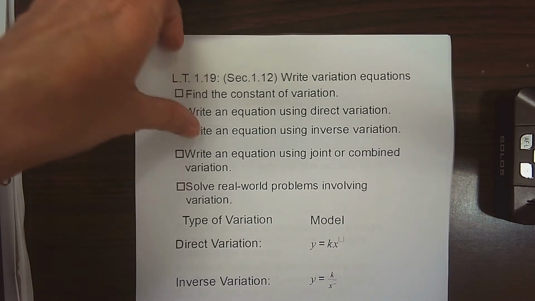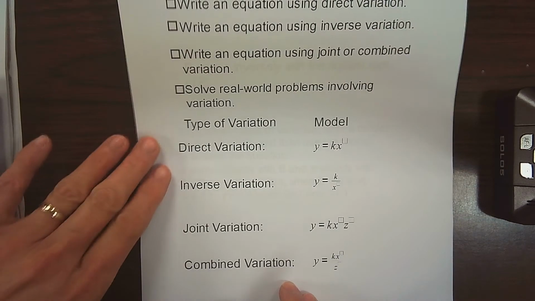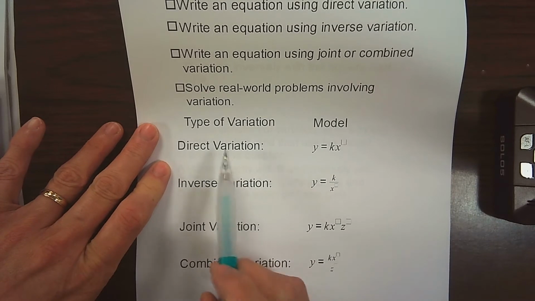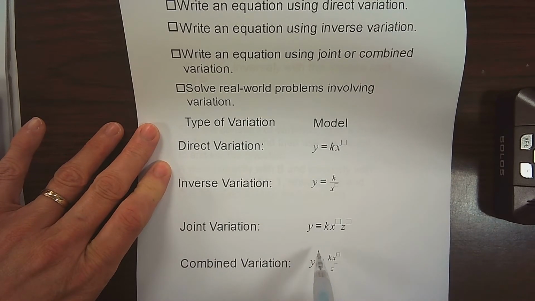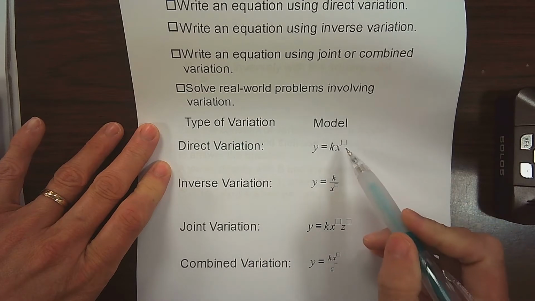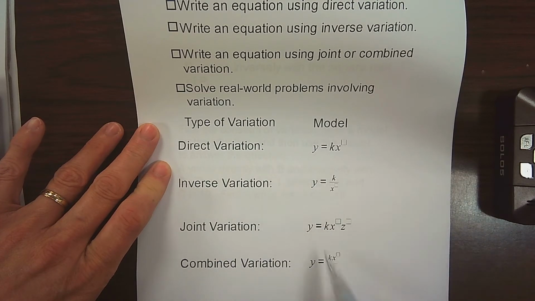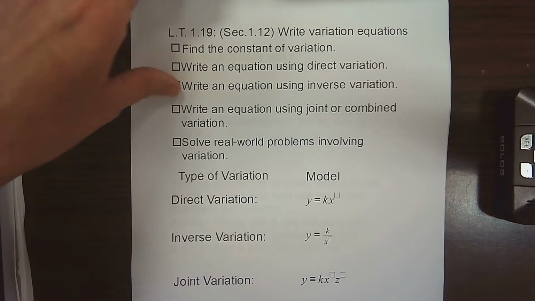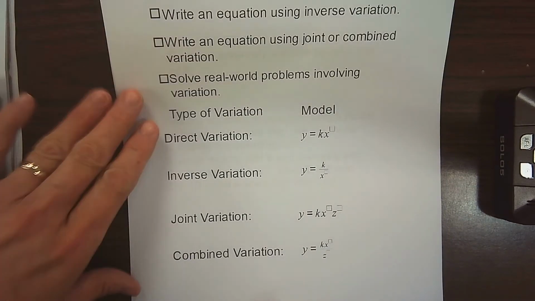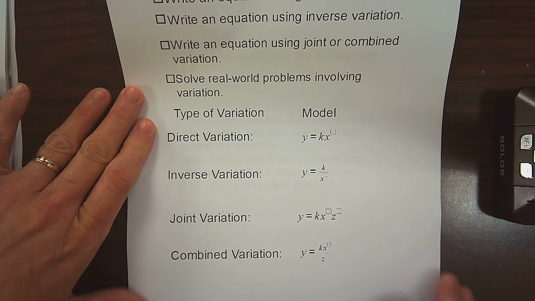Okay, down below here, in the second portion of the page, I put down the type of variation and the general model. So in each of these models, the K is representing the constant. Sometimes we call that the constant of variation, like we had said up above right here, find the constant of variation. Sometimes that's also called the constant of proportionality.